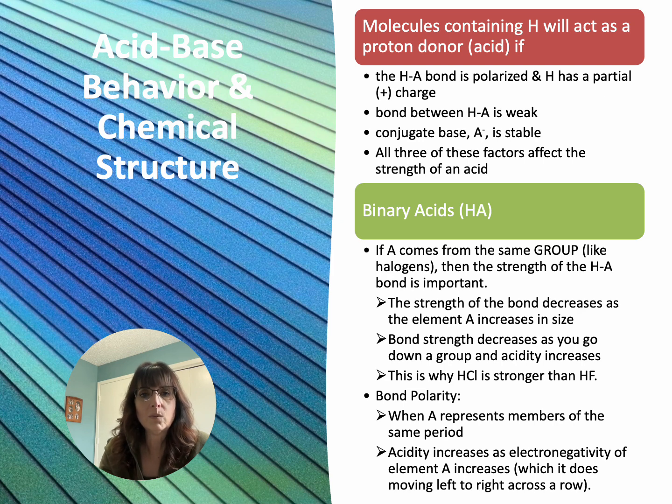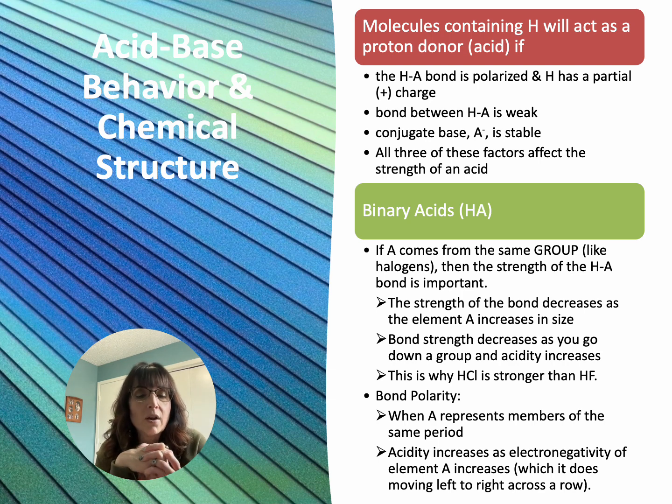Binary acids, which just means you have H with one other thing, if A comes from the same group, so let's say we're dealing with the halogens, HF, HCl, HI, and so on, the strength of the bond is really important. The strength of the bond decreases as A becomes bigger because the H and the A are just farther apart. The bond strength decreases as you go down a group, so acidity increases. What that means is that HI is more likely to break apart than HF. And this is why HCl, HBr, and HI are much stronger than HF. HF is a weak acid because it doesn't break down much.